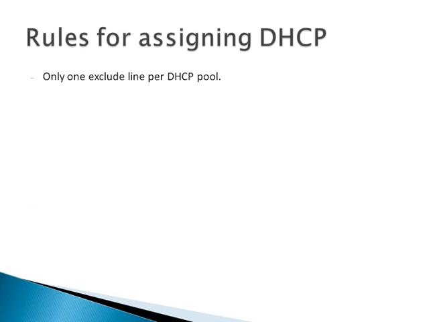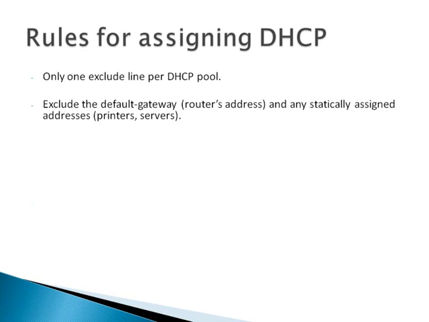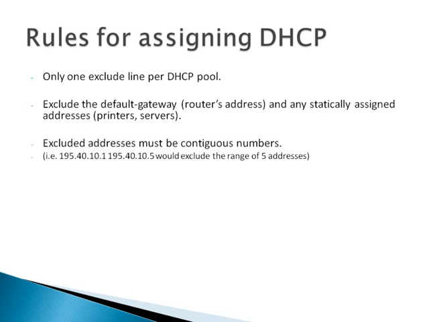The rules for assigning DHCP. Only one exclude line per DHCP pool when you're configuring it in the router. Exclude the default gateway, the router's address, and any statically assigned addresses such as printers and servers. Excluded addresses must be contiguous numbers. For example, 195.40.10.1 through 195.40.10.5 would exclude a range of 5 addresses. These would be addresses that would be statically assigned to devices in the network.